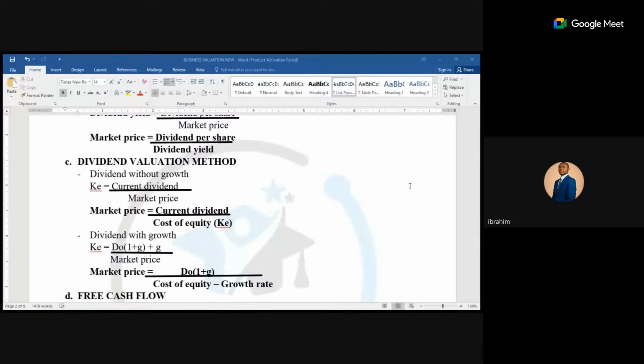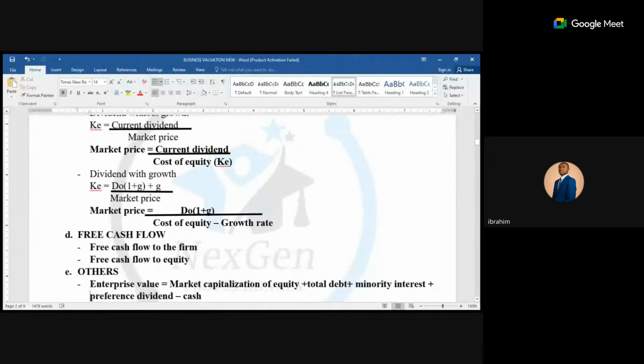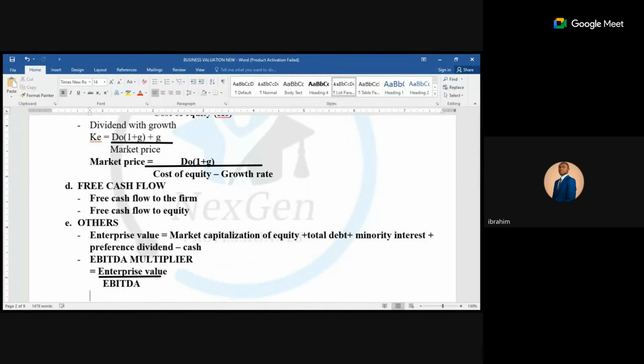So this is under dividend valuation. We have the asset based as a method of valuation. We have the income based as a method of valuation. Then dividend valuation method as a method of valuation. It's my interest that you know that economic value added is also a method of valuation. So don't let me bring all those ones here. When in SFM we'll meet and we'll have a discussion on that, right?